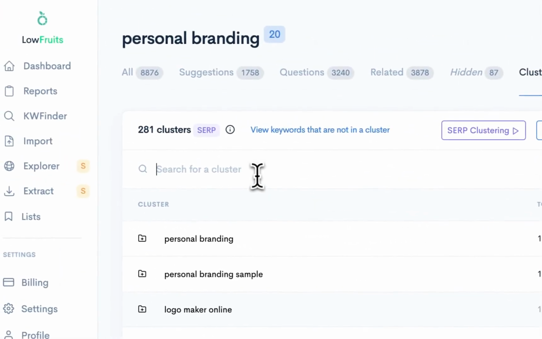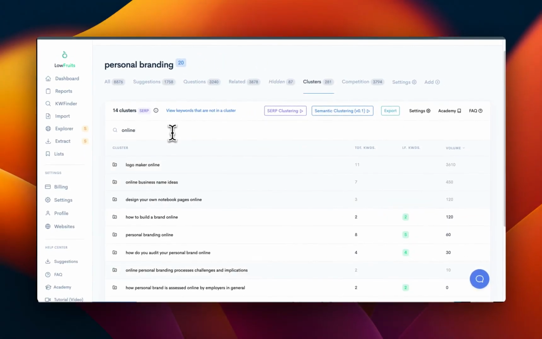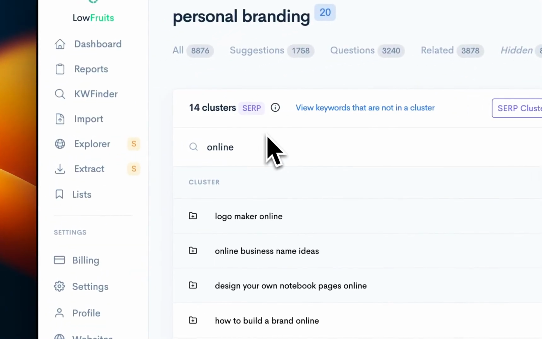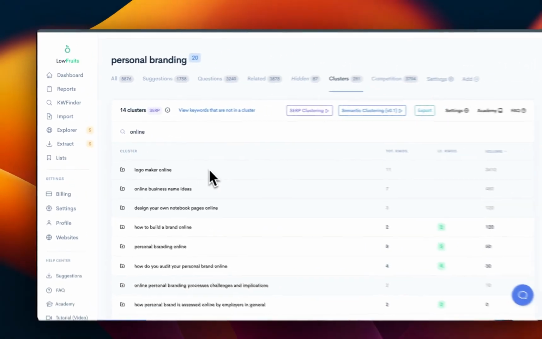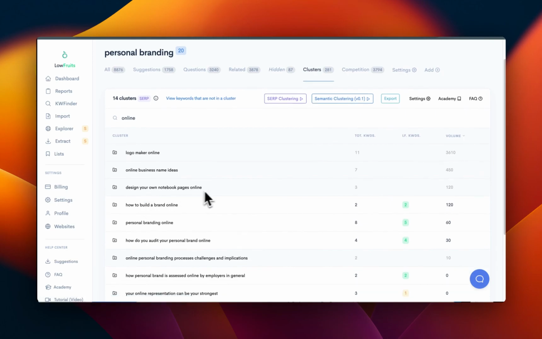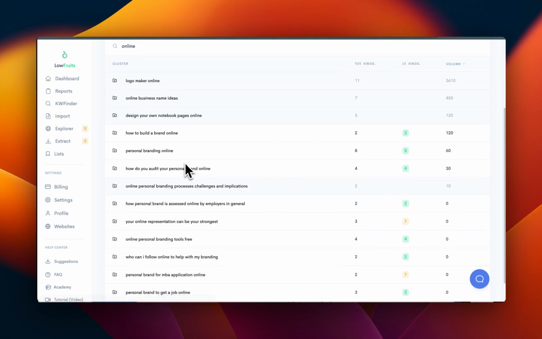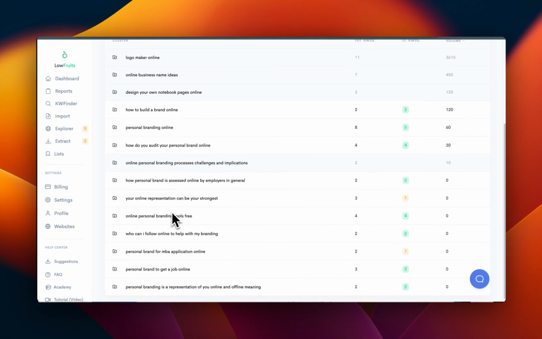Oh, before I go in any further, let me show you where the online clusters fall. So you type online. We have 14 clusters you need to do, so actually 14 pages. You don't care about logo maker, so scratch that. You probably don't want that one, scratch that. Design your own notebook page, probably not that one either. Okay, so here's some good ones for you. How to build a brand online, personal branding online, and how to audit your own personal brand online. And then here you have some more keywords as well too.